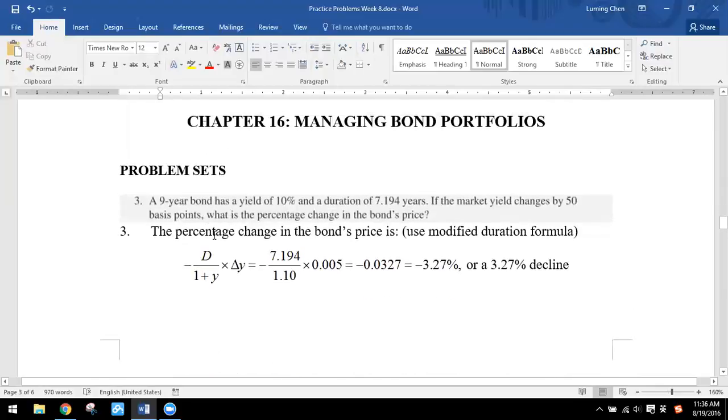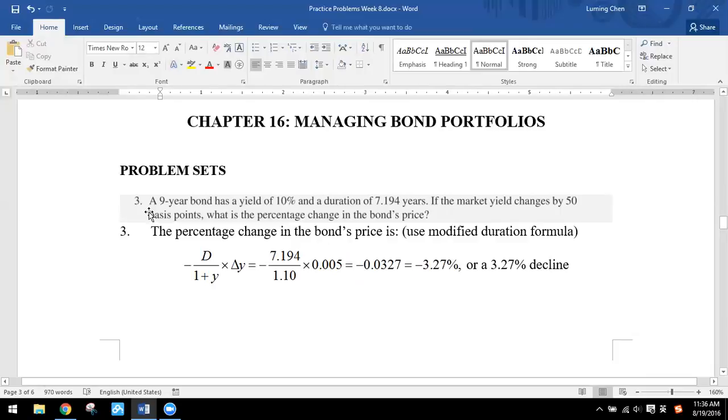Chapter 16, Managing Bond Portfolios. In this chapter, we put bonds in a portfolio, and to measure the risk, we will use the duration and the curvature. Mainly, we use duration.